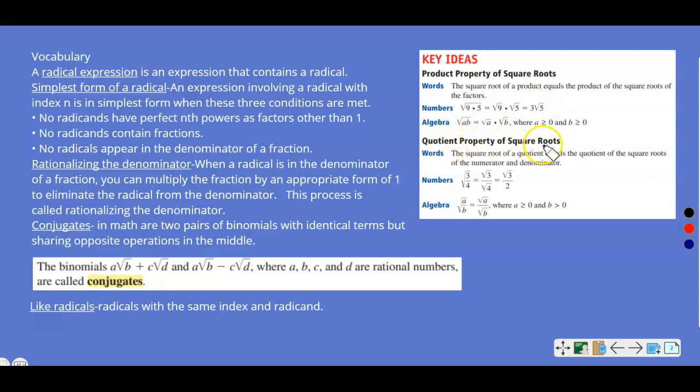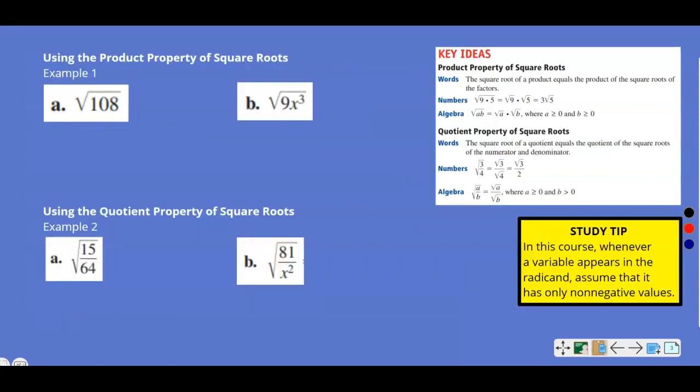Quotient property of square roots, very similar. If you have the square root of 3 over the square root of 4, that can be all under one square root. Again, the square root of 4 is a perfect square, so if we separate those, we can reduce that to 2. The square root of 3 is not a perfect square, so it's going to stay just in that form.